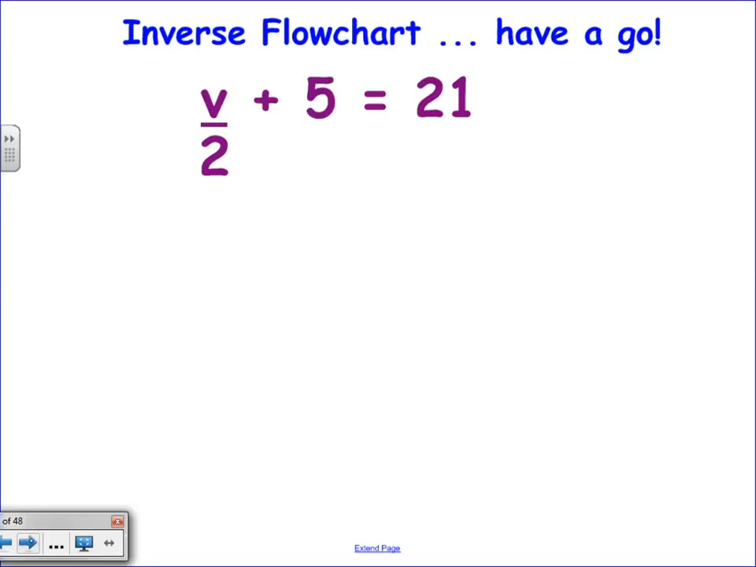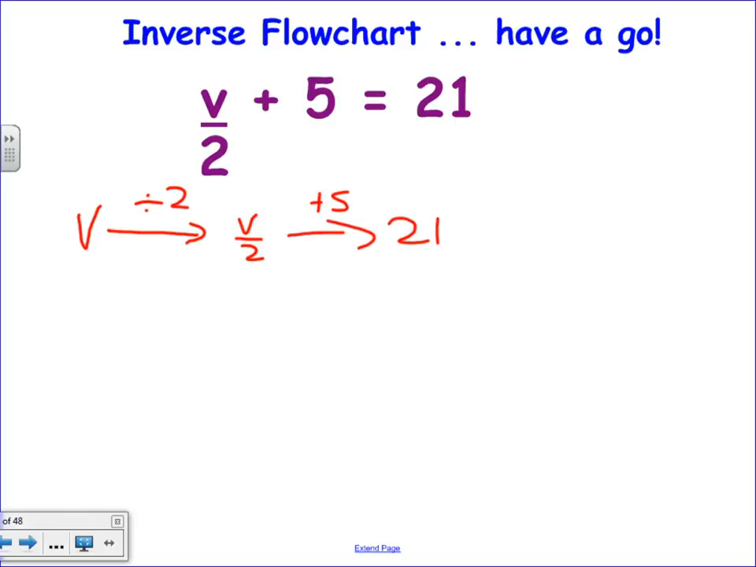So there's a harder one for you, just to test to see if you know how it works. So V divided by 2 plus 5 equals 21. Just to show that the process works no matter what you're doing to your variable. Okay, so let's go through it. Anybody like to talk me through it then? V divided by 2 first. Good. So we've got V at the start and we go this way, and the first thing we do to V, according to BIDMAS, is divide it by 2. Then add 5. And then that gives us V over 2, and then we add 5 and it gives us the answer of 21. Yeah?